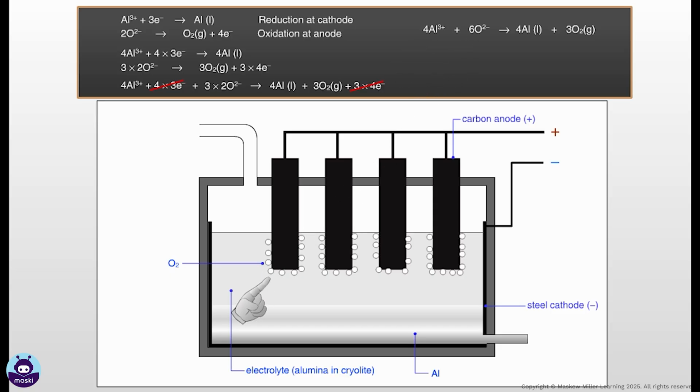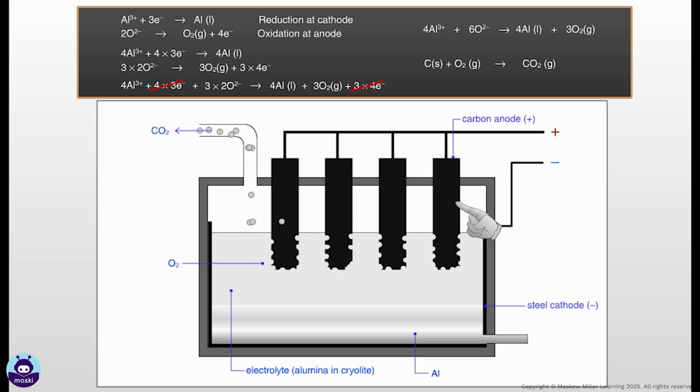At the anode, the oxygen gas undergoes a reaction, since it is in contact with the carbon electrodes. C solid plus O2 gas, giving CO2 gas. The carbon dioxide gas bubbles leave the cell from the top. This reaction depletes the carbon anodes, and they need to be replaced regularly.